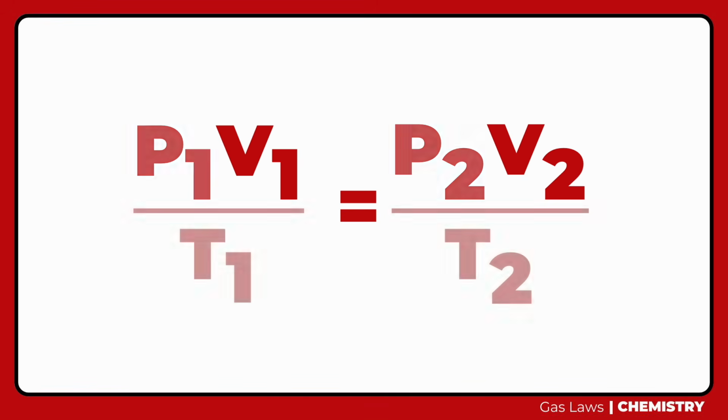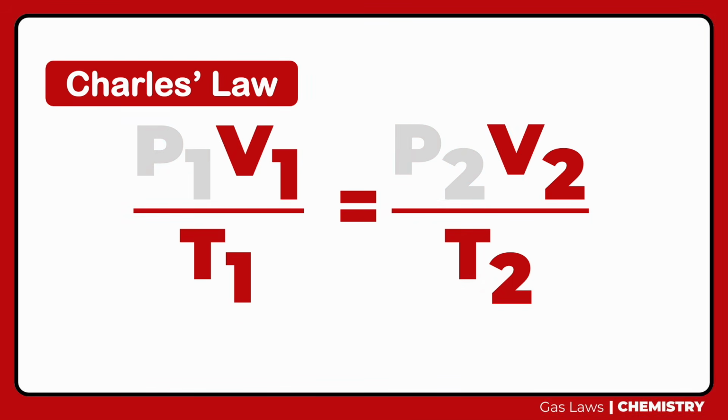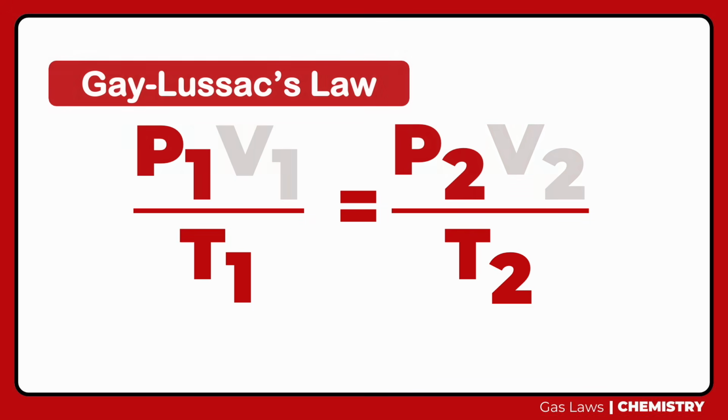Next, we discussed Charles's law, which states that when the pressure is constant, the volume of a gas is directly proportional to its absolute temperature. In other words, when temperature increases, the volume of the gas also increases. We also learned about the Gay-Lussac's law. This law explains that when volume is constant, the pressure of a gas is directly proportional to its absolute temperature. This means that as the temperature increases, pressure also increases.